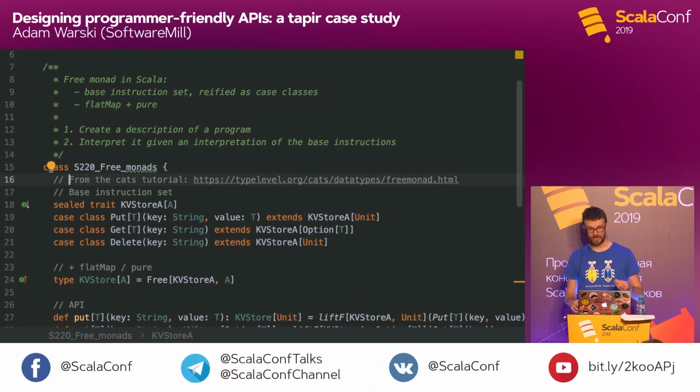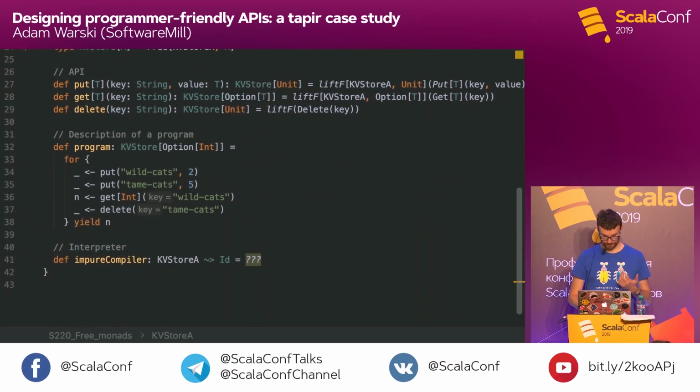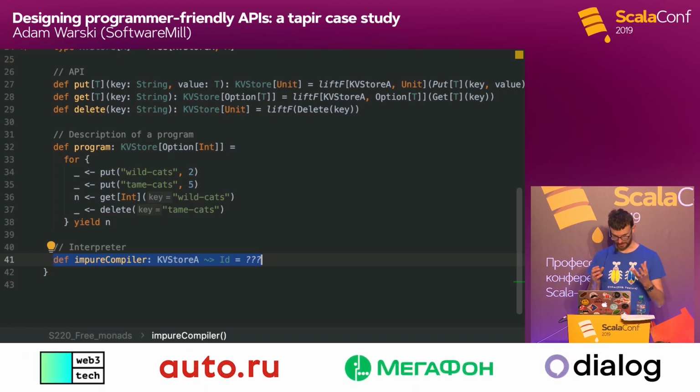They show how to describe a program which operates on a key-value store. Again, it's just a data structure. If we want to actually run the program, we need to provide an interpreter, a compiler for our program, right? So we need to provide an interpretation for each of the basic instructions. So we need to specify what kind of side effects they do, right? That's only when things actually happen.